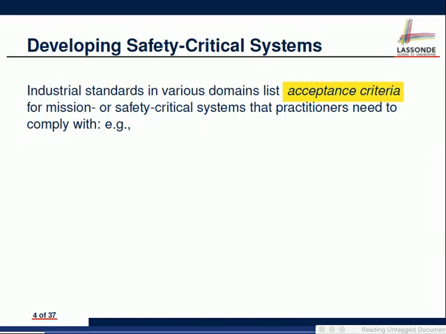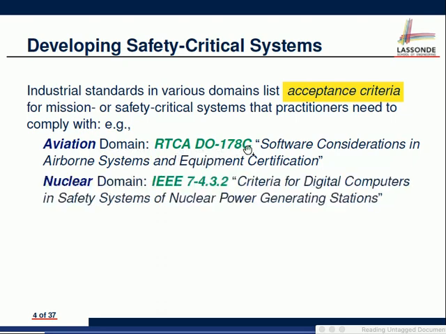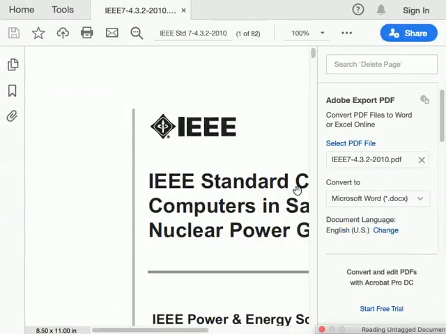One thing that's interesting is there are many industrial standards, documents that tell you, if you want to develop, let's say, a nuclear system, what kind of acceptance criteria you need. I'm going to show you some examples. One example is in the aviation domain, which has a document called this name. I will show you one example for the nuclear domain. It's IEEE 7-4.3.2. I believe I have it over here.